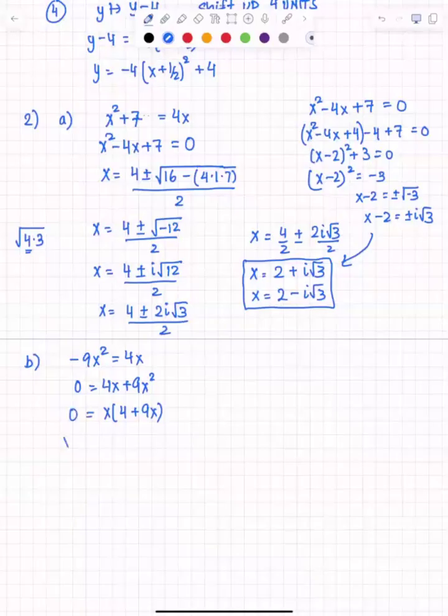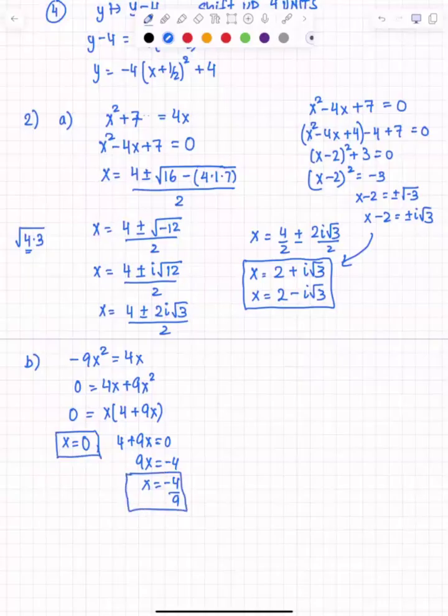Two things multiplied to give you 0. So x is 0, or 4 plus 9x equals 0. So 9x equals negative 4. x is negative 4 ninths. So we have two solutions. Okay.